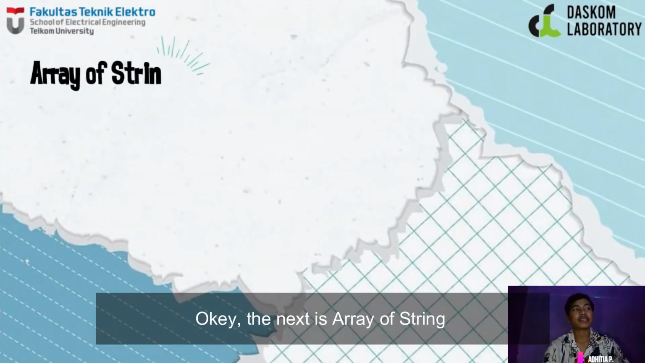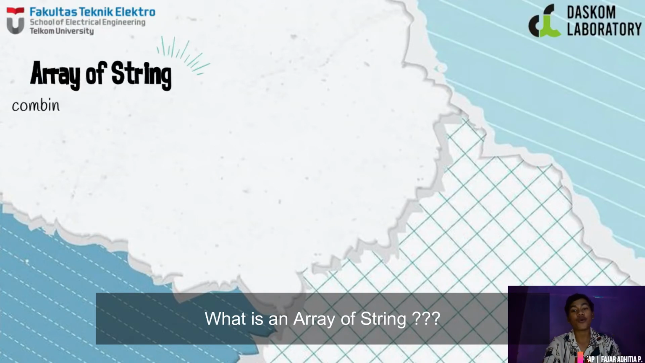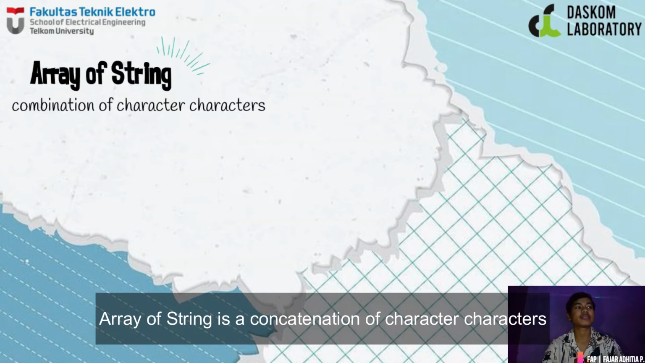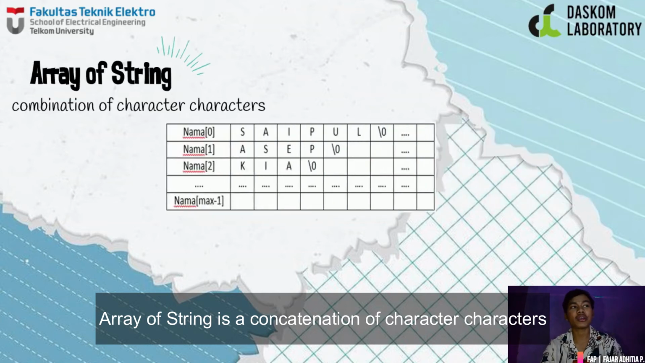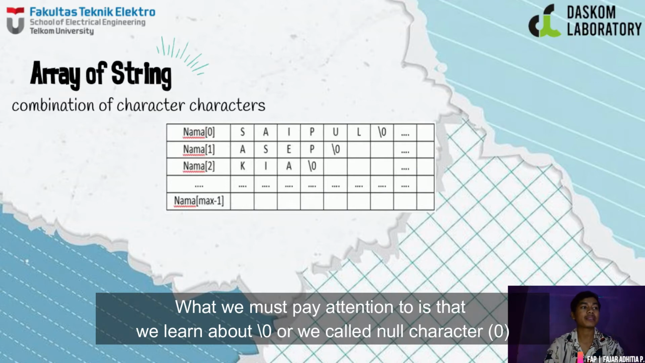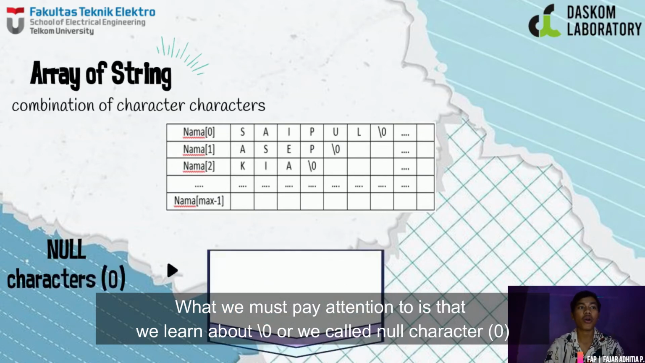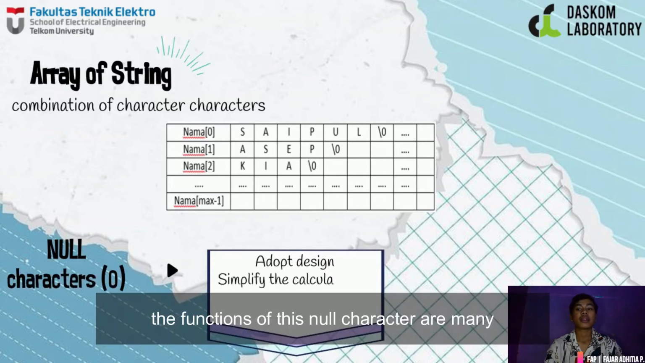Okay, the next is array of string. Now, what is an array of string? Array of string is a concatenation of characters. What we must pay attention to is that we are learning about \0, or the so-called null character. Now, the functions of this null character are many.